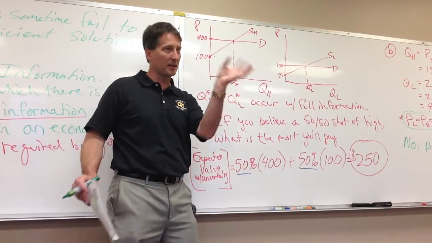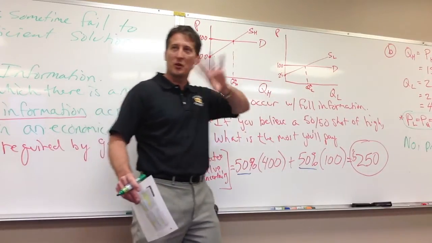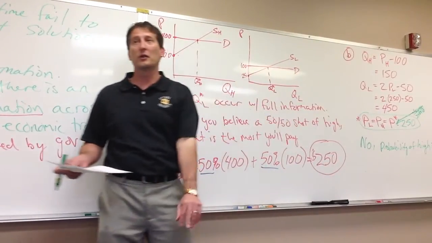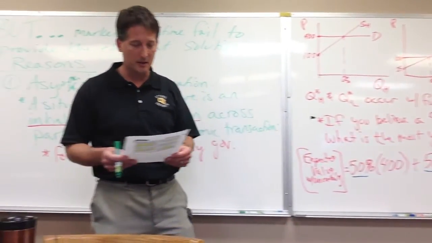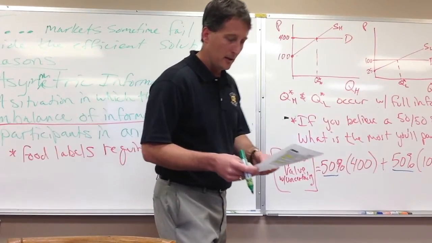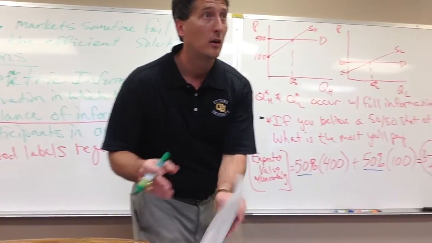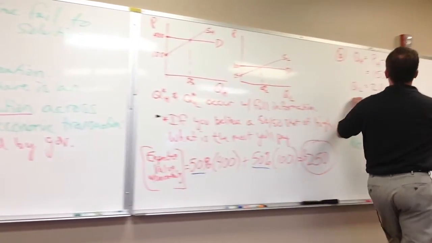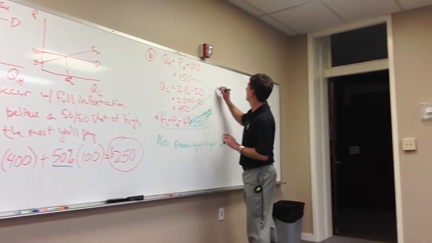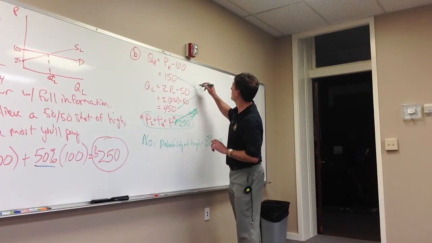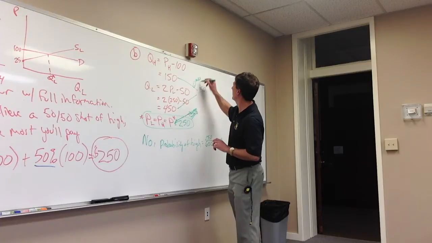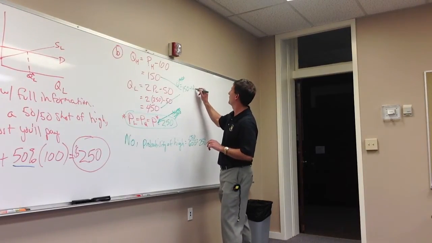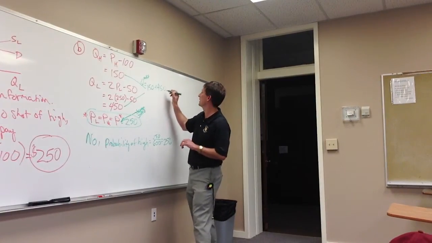So economists like to think about the long run as well as the short run. This might be the short run, but in the long run, the market's going to continue to move further away from where we'd like to be. This plus this. So the market quantity was 150 of high quality plus 450 of low. Gives me 600.